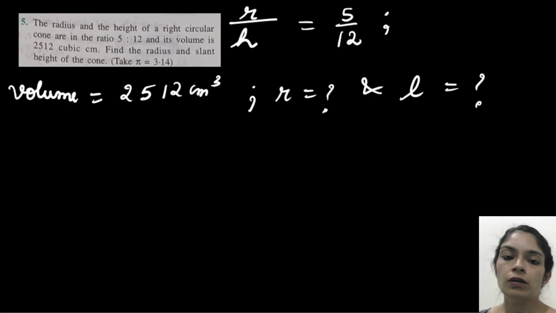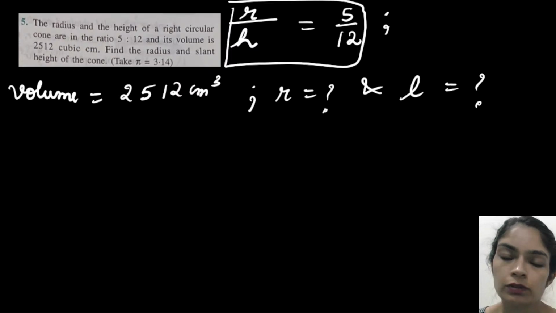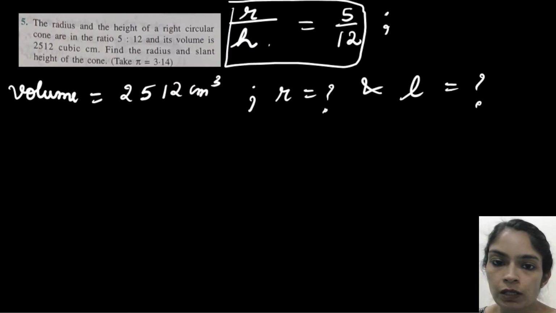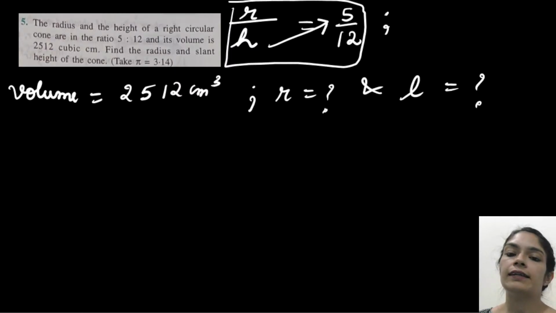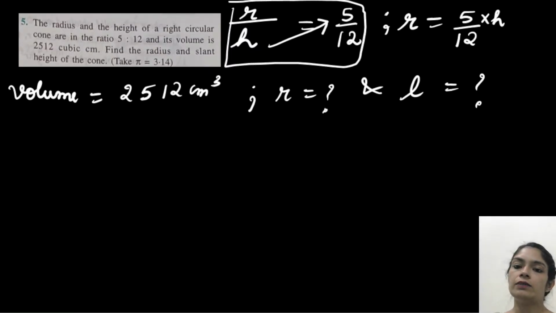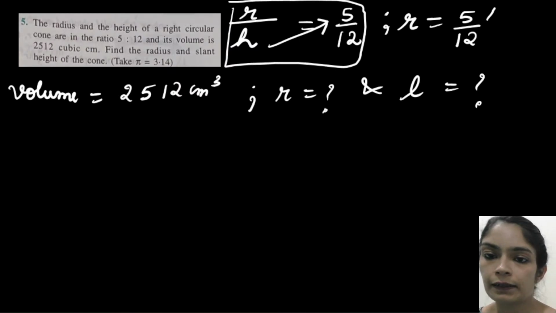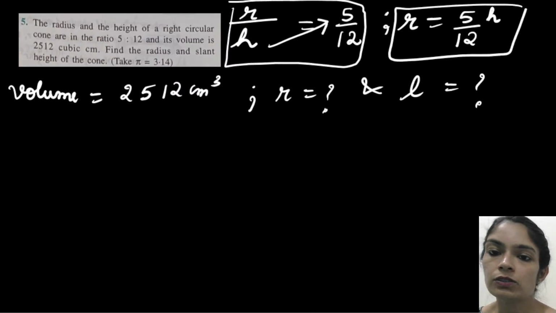Now what will we do? First of all, this relation we will make use of. Whenever ratio is given to us, we'll make use of that. I'll shift H to the other side. If I shift H to the other side, I'll get the value of R. So R's value will be 5 by 12 into H. R is equal to 5 by 12 into H. Directly I can also write R is equal to 5 by 12H.